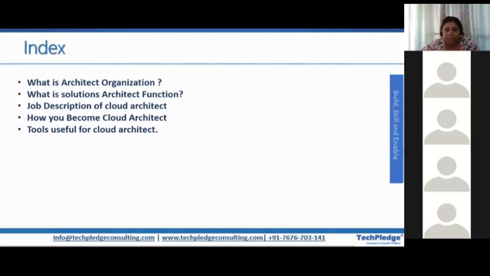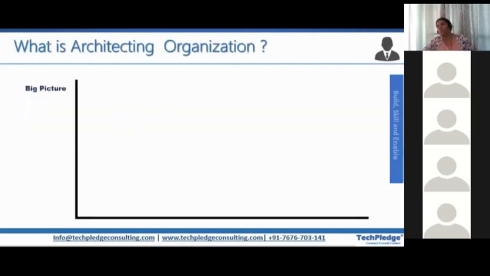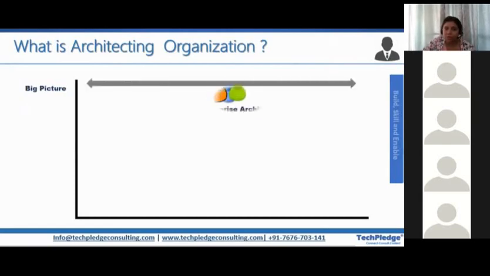So now let's start. What is the architecting organization? If we talk about organization, it starts with a dream or a big vision of business, right? So there would be a big picture of the business or vision, and there would be an enterprise architect. They are normally the people of the C level, like the CTO or the CEO or someone who would have a big picture. So we call them enterprise architect, and their function is the business vision or the picture.